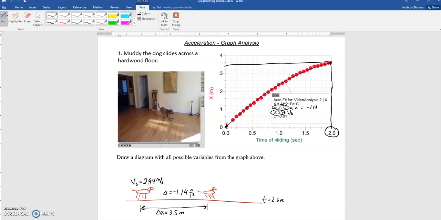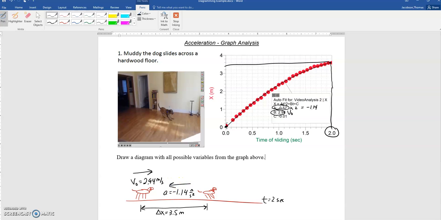The other thing is, remember to have arrows. So this dog is moving to the right in the positive direction. It's going forward and slowing down. So I'll give it an arrow going to the right. But its acceleration is negative. And if you have any negative acceleration or velocity, you have to give an arrow pointing to the left.